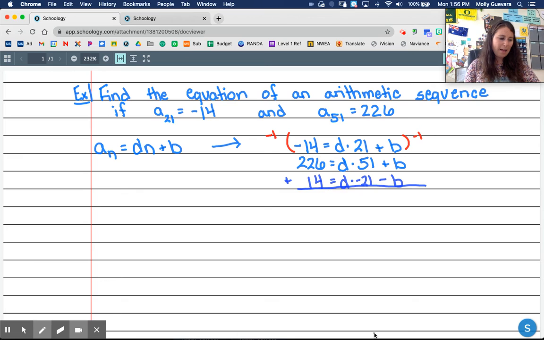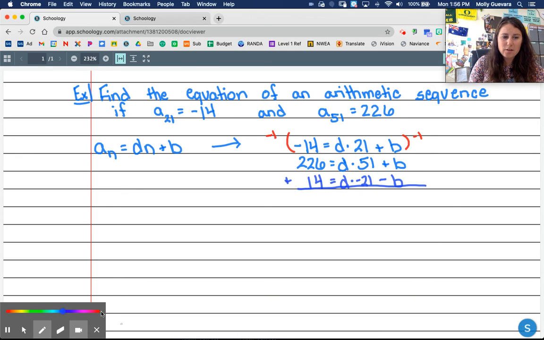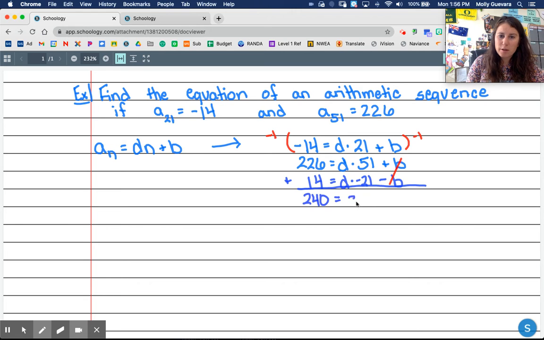And now I can add those equations together. My b's cancel, that's the whole point, right? Those go away. That's the whole reason I did that in the first place. 226 plus 14 is 240. And then 51d and negative 21d gets me 30d.